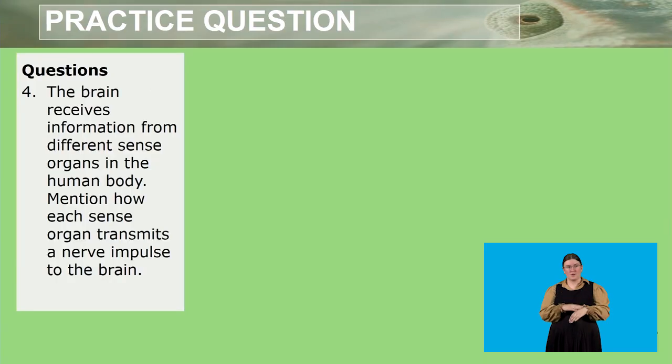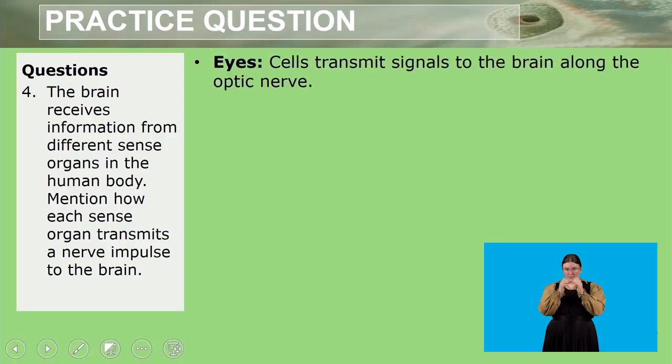Okay, moving on to our last question. It states that the brain receives information from different sense organs in the human body. Mention how each sense organ transmits a nerve impulse to the brain. So the first sense organ there we have is our eyes. The cells transmit signals to the brain along the optic nerve.